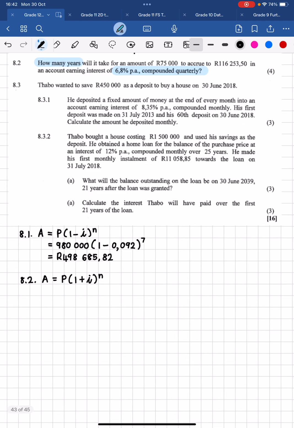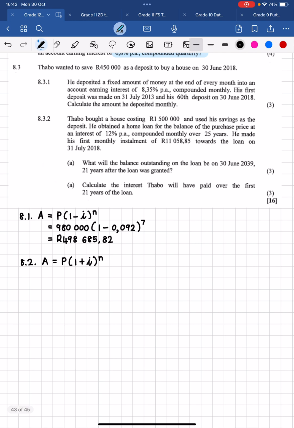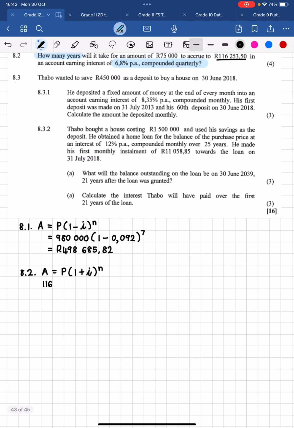A equals P, bracket 1 plus i to the power of n. The accumulated amount is 116,253.50. This is the November 2021 paper. 116,253.50 equal to the original amount, the principal amount. The amount that was invested originally is 75,000, bracket 1 plus the interest rate. Like I already said, it is compounded quarterly. So it's 6,8, so that's 0,068 over 4, right? Because it's compounded quarterly, to the power of n.